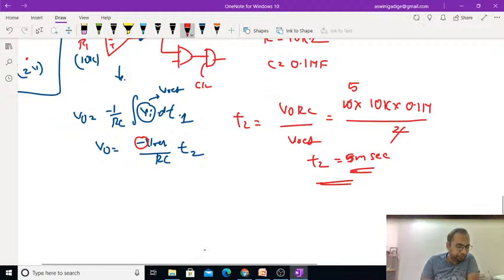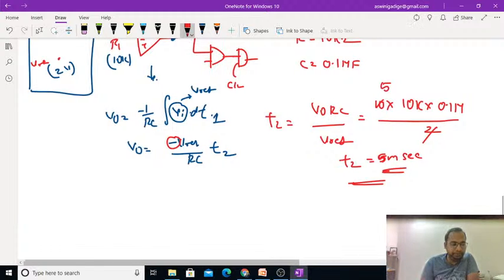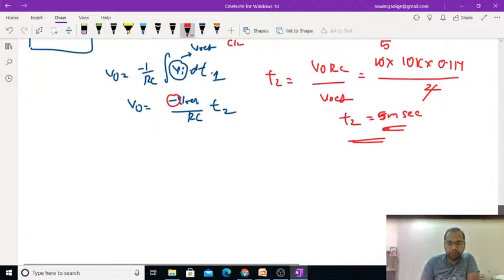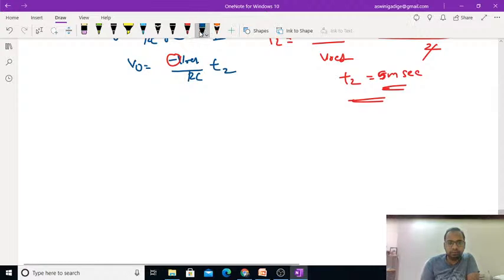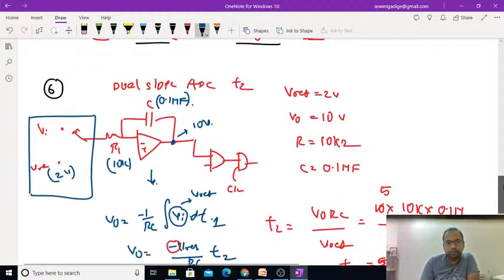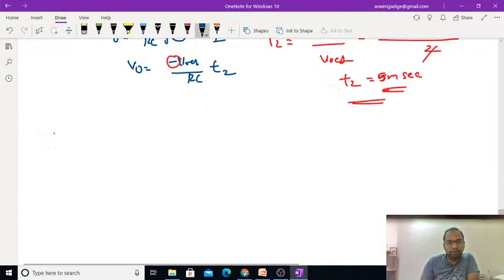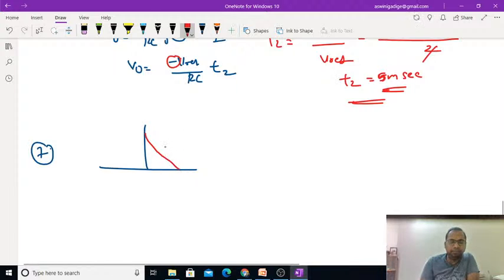Okay, and next. How many questions have been done? 6, right? Next, the 7th one. A vestigial sideband, that is VSB, is given. Here one complete sideband is there, and here 25% is there.